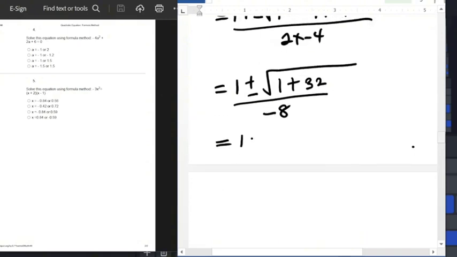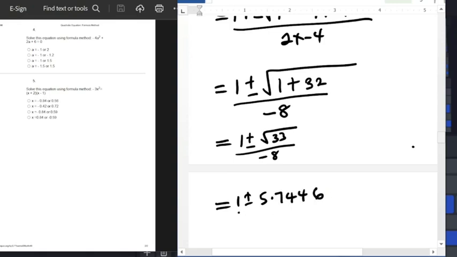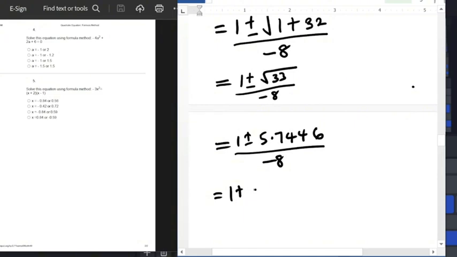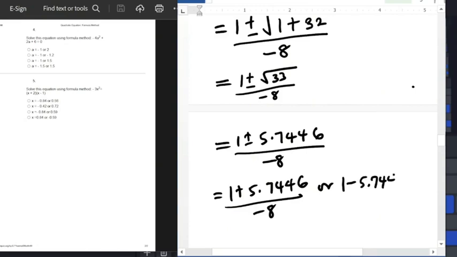So we can then move to this place. This will give us 1 plus or minus the square root of 33, everything divided by minus 8. So the square root of 33 gives us 5.7446 divided by minus 8. So our final answer will be 1 plus 5.7446 divided by minus 8, or 1 minus 5.7446 divided by minus 8.